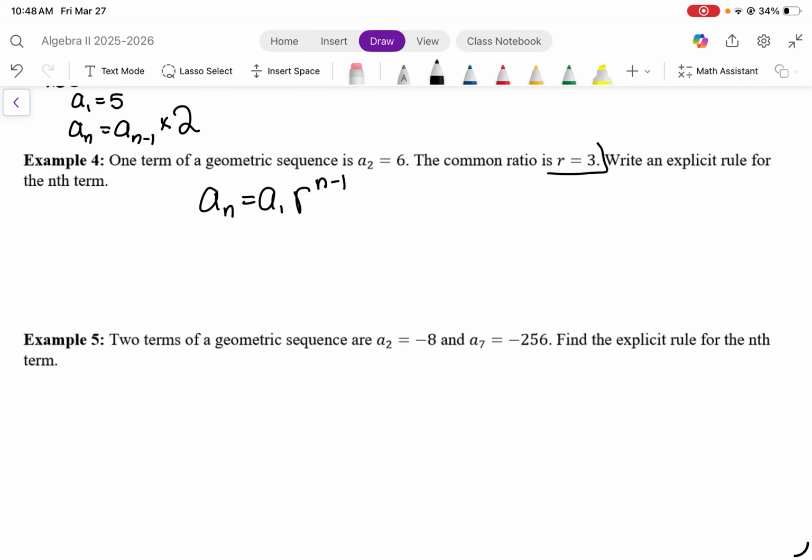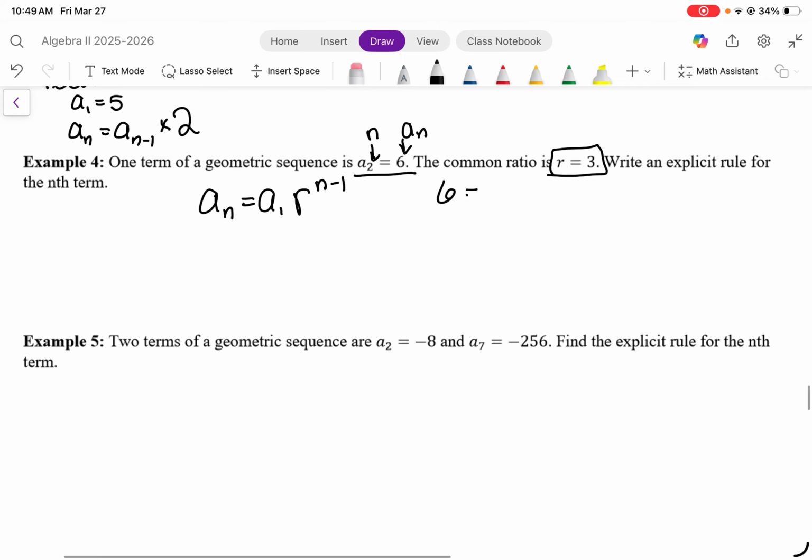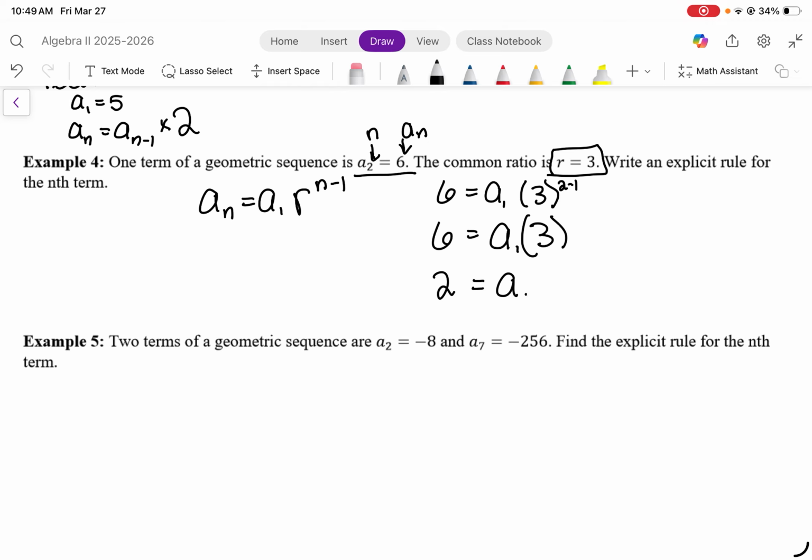They do tell me my r value, but they don't tell me my first term. So I'm going to plug in this 6 into a sub n, and then my n value is going to be 2. That'll give me 6 equals a sub 1 times my ratio of 3 raised to the power of 2 minus 1. Okay, and if I simplify my exponent, it's just going to be 3 to the power of 1, or just 3. And then I can divide both sides by 3 to get my a value of 2.